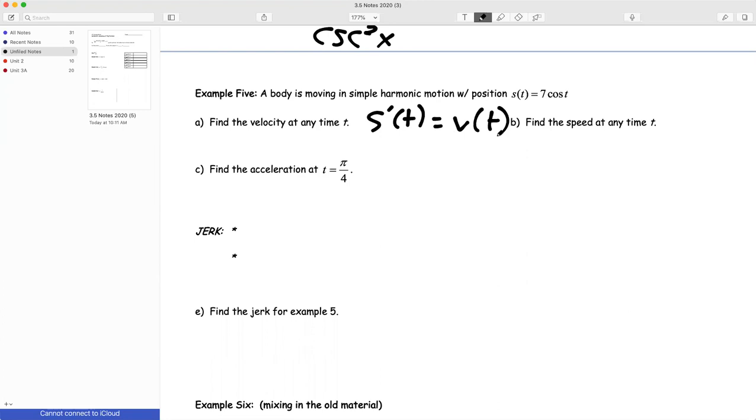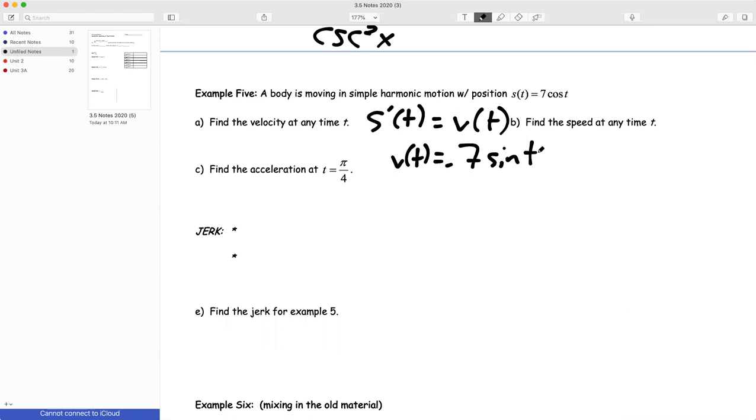All right, so I'm going to take the derivative of my position equation. I'm going to bring down the 7. Derivative of cosine. Oh, I forgot already. Negative sine of t.